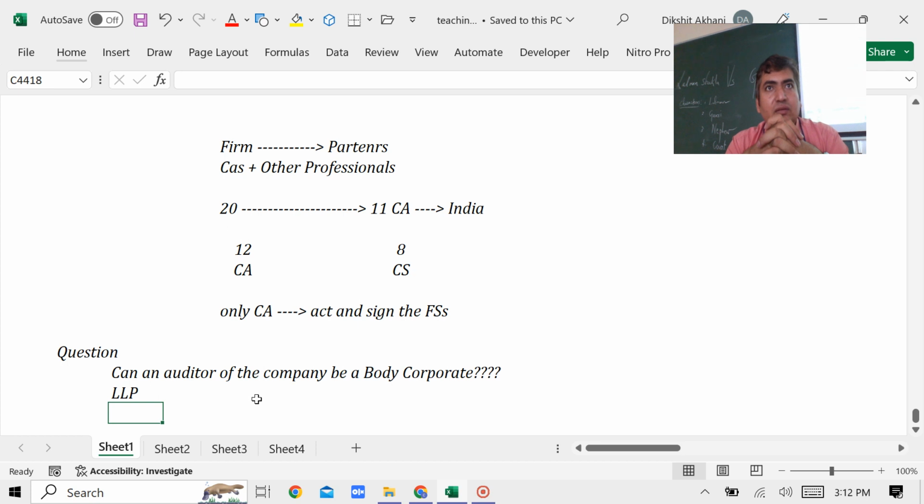Is it fair? So in order to give justice to Indian professionals as well as foreign professionals, they have allowed a professional to go under LLP. So guys, if today I ask you a question, can an auditor of the company be a body corporate? Answer is yes. But which form of body corporate can be used by such an auditor or auditing consulting firm? Only one, and that one is nothing but LLP.